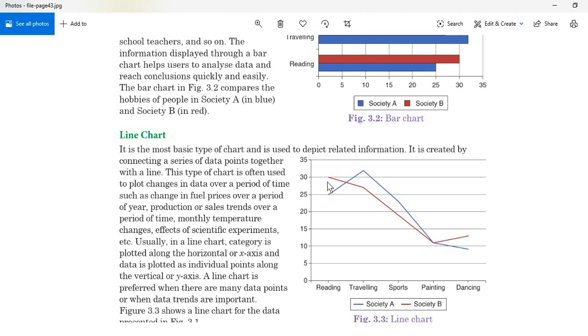So you have to put the points, and after putting all the points, you just have to stretch the lines. You just have to connect the points. Okay. Now it is the most basic type of chart and is used to depict related information. It is created by connecting a series of data points together with a line. I told you about connection. This type of chart is often used to plot changes in the data over a period of time, such as changing fuel prices over a period of a year or something like that.